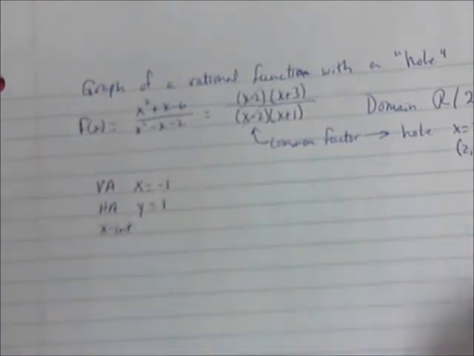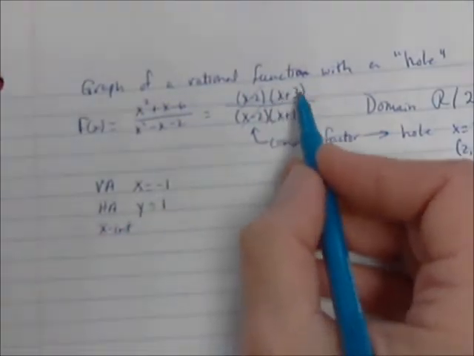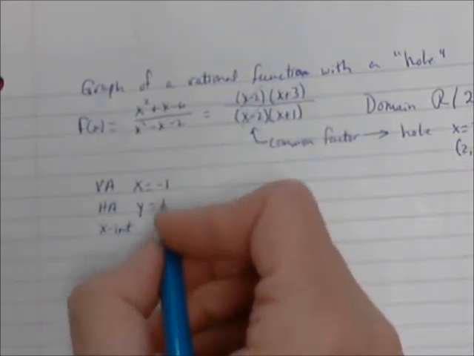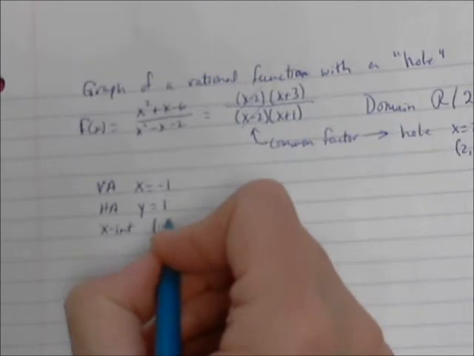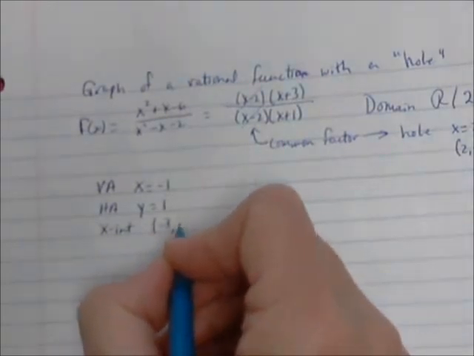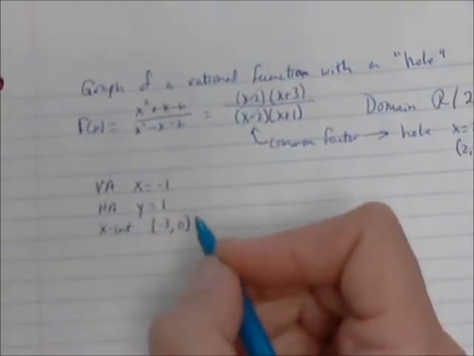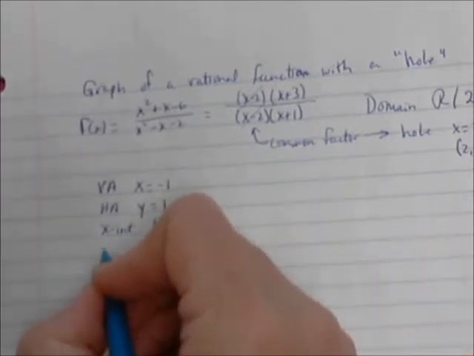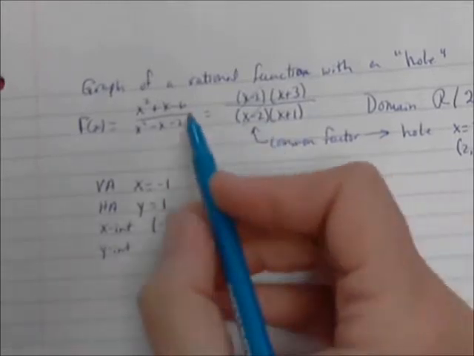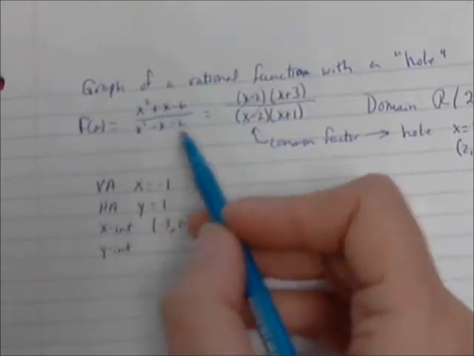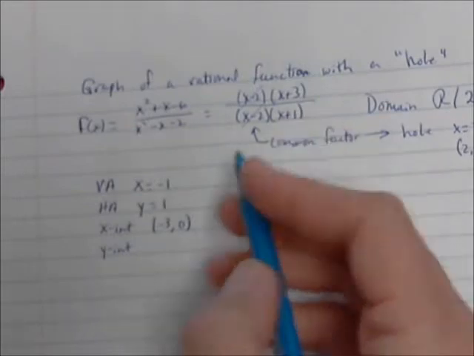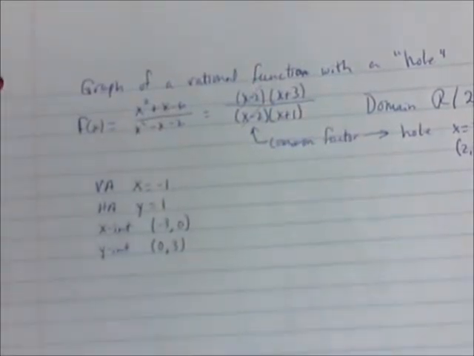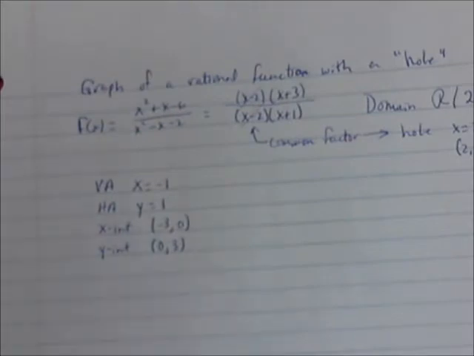X-intercept, what we're going to do is set the numerator equal to 0. And the numerator equal to 0 means x equals negative 3. So negative 3, 0 is our x-intercept, and our only one. And the y-intercept is when you let x equal 0, you're going to get 3 over 1, which is 3, so 0, 3 will be the y-intercept. And the only thing left to do is find additional points.